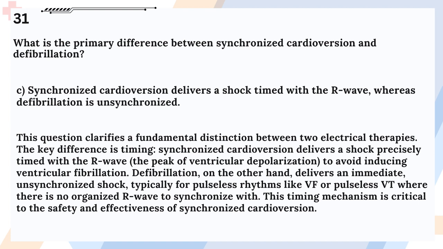Synchronized cardioversion delivers a shock precisely timed with the R wave, the peak of ventricular depolarization, to avoid inducing ventricular fibrillation. Defibrillation, on the other hand, delivers an immediate, unsynchronized shock, typically for pulseless rhythms like VF or pulseless VT where there is no organized R wave to synchronize with. This timing mechanism is critical to the safety and effectiveness of synchronized cardioversion.